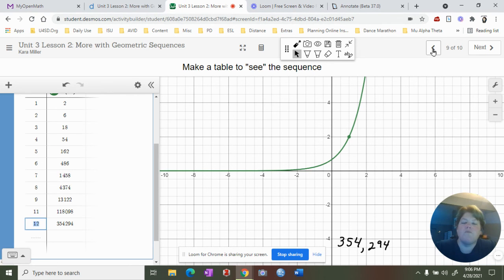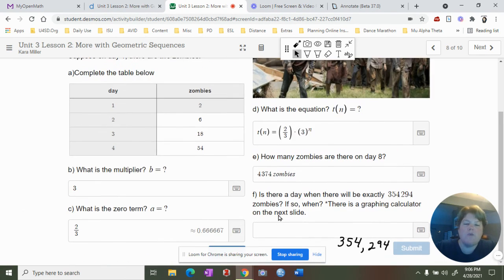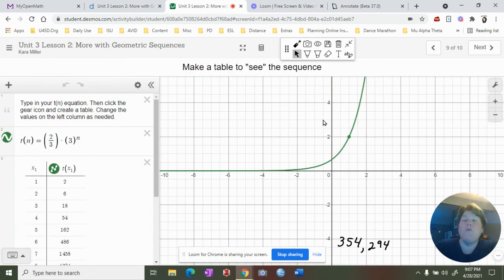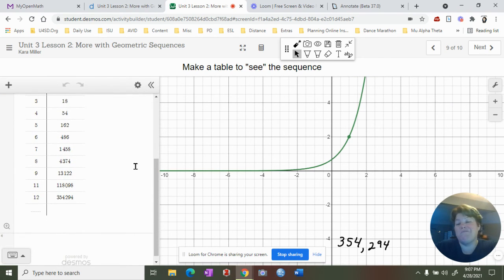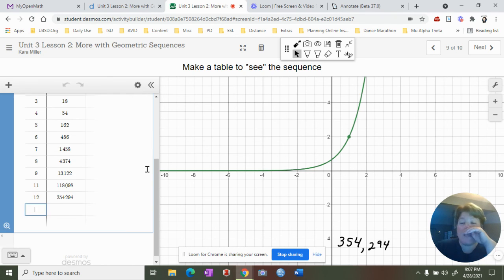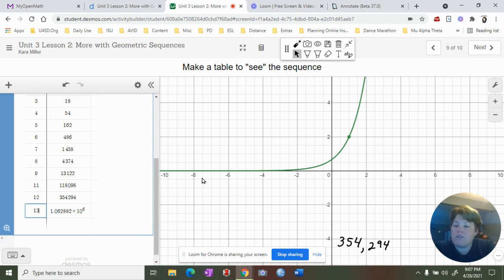So let me add one more question. So we know on the 12th day, there are 354,294 on the 12th day, right? Is there a day, or what day will we have more than, I don't know, 1,000,000 zombies? When will we have more than 1,000,000 zombies? So, I don't know, maybe I try 13.